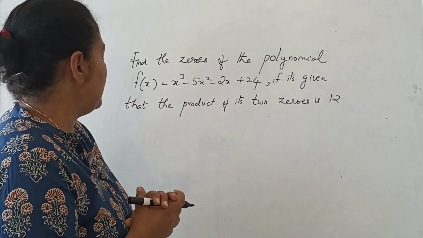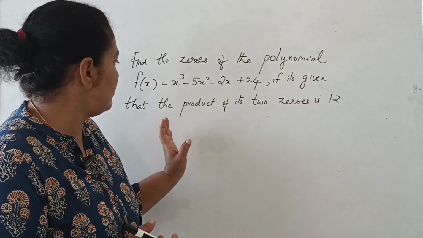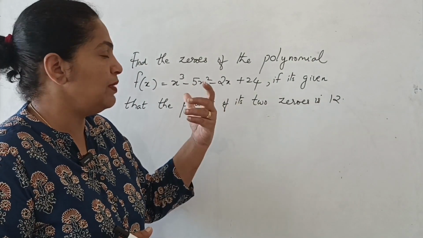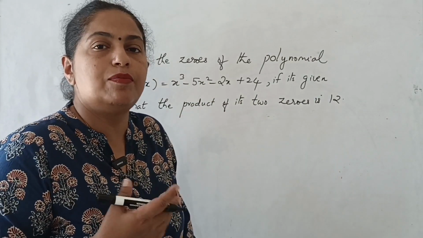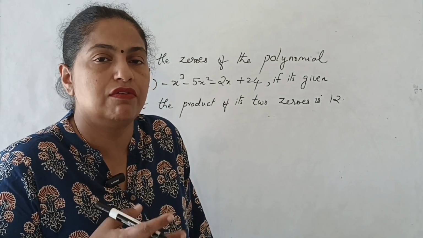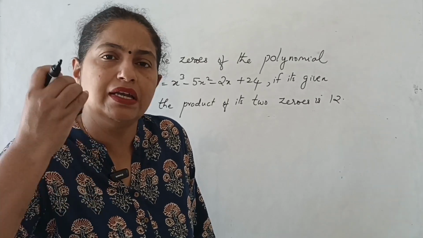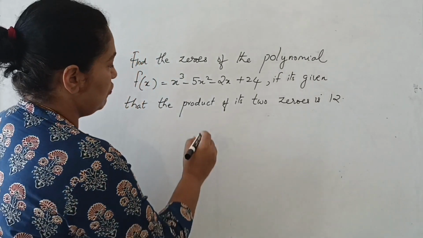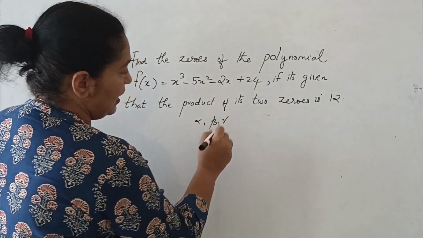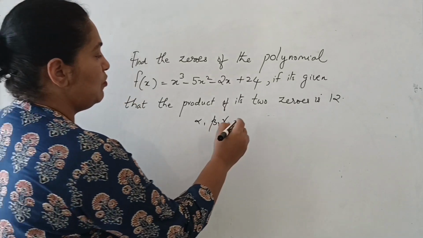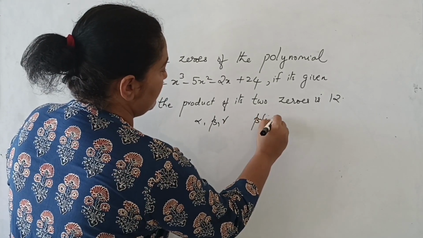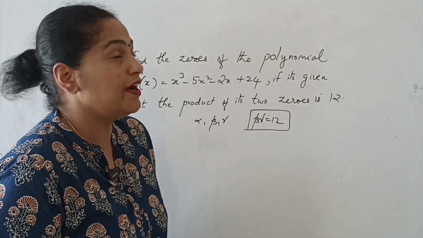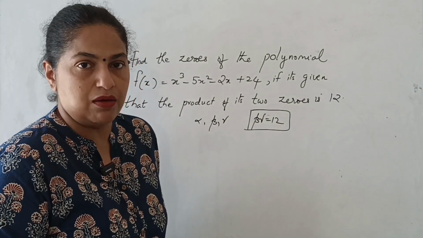Find the zeros of the polynomial f(x) is equal to so and so, given that the product of its two zeros is 12. So it's a cubic polynomial, it has 3 zeros, but they are telling that the product of its two zeros is 12. So among alpha, beta and gamma, take any two roots, whichever one you like, and write its product as 12. So alpha, beta and gamma are the roots. I am going to take beta into gamma is equal to 12. Now I need to find the particular values of alpha, beta and gamma.